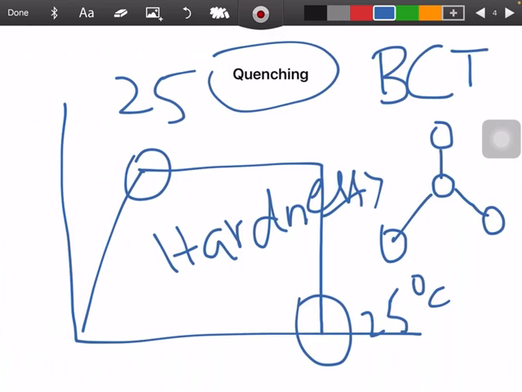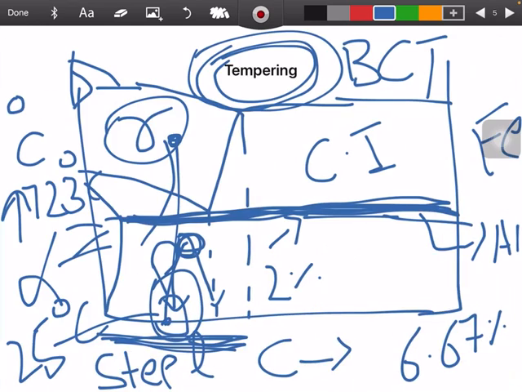So by tempering we reduce the hardness and we increase the toughness of the material so that it should bear enough stress before fracture.